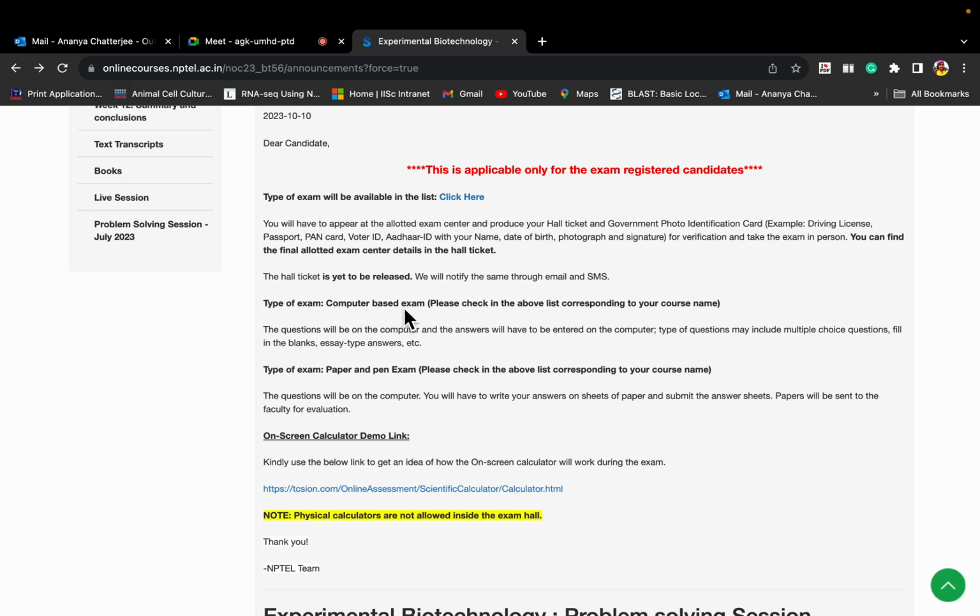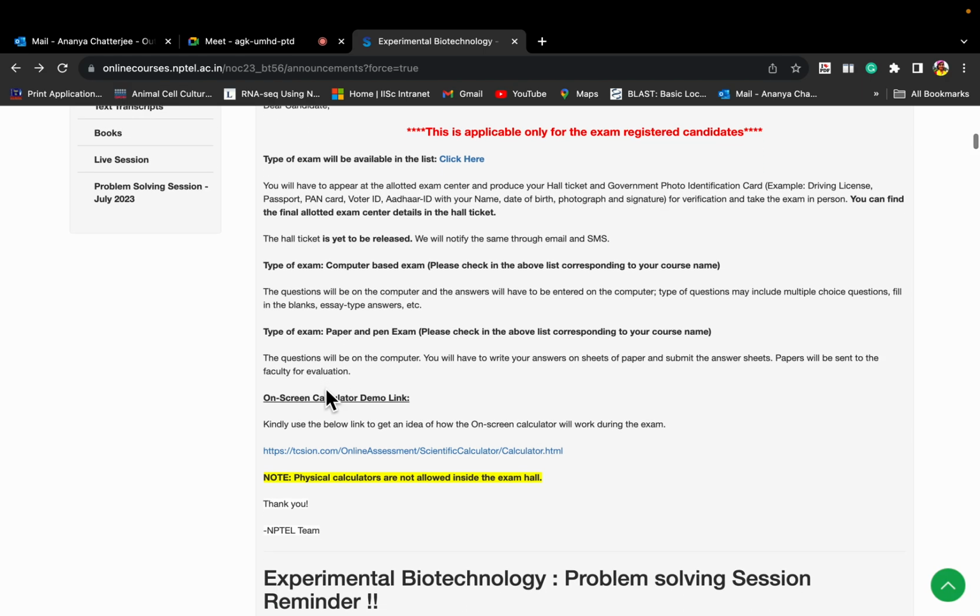Type of exam will be computer based. Please check in the above list corresponding to your course name. According to your course name, the questions will be on the computer, the way you give other CBT exams. The questions will be on the screen and you have to enter answers on the computer. Type of questions may include multiple choice questions, fill in the blanks, and essay type answers. So you will have MCQ, you may have fill in the blanks, as well as essay type answers.